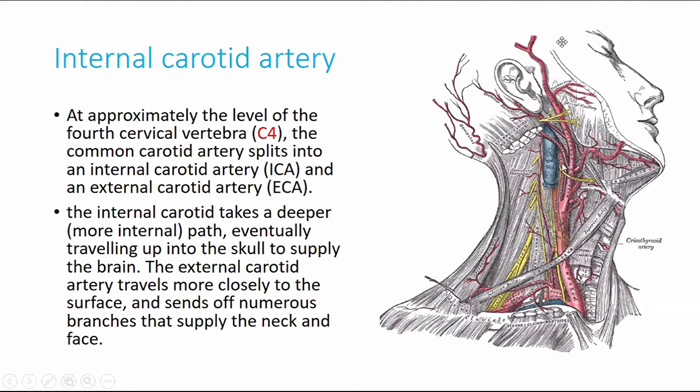It's partly hidden. The internal carotid takes a deeper, more internal path, eventually traveling up into the skull to supply the brain. The external carotid travels closer to the surface, so it's more superficial, and sends off numerous branches to the neck and to the face. So these are the two branches.